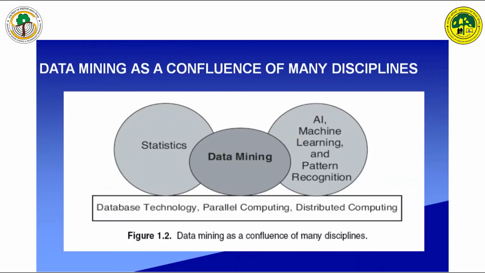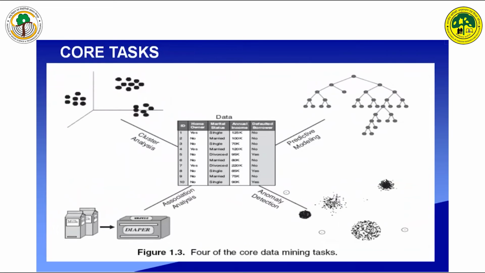Data mining is a confluence of many disciplines: statistics, machine learning, and pattern recognition. With any data, we can make the cluster, we can make the association, we can make the anomaly, we can make the predictive model. So cluster analysis, predictive analysis, anomaly detection, and association analysis are very essential.